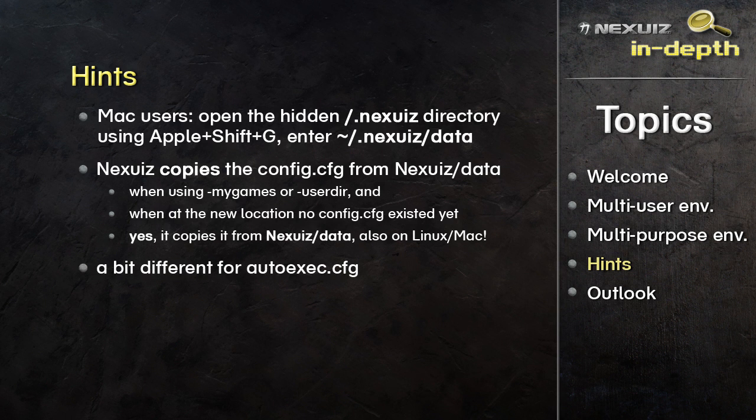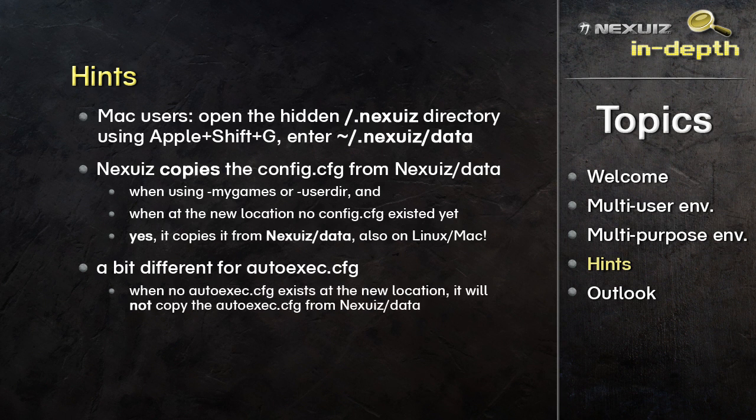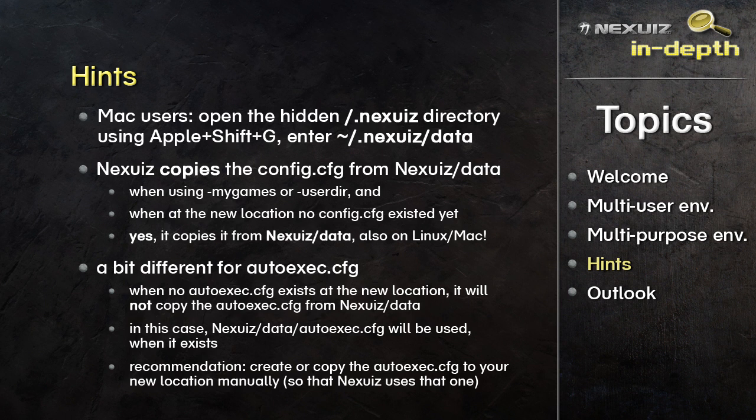Keep in mind that this works similarly, but not entirely the same, for the auto-execute config. For example, if you decided to now use the mygames option and in the data directory of the My Documents folder there is no auto-execute config yet, Nexius will not create a copy from your auto-execute file from Nexius data, as opposed to the config file where it did that. But in Nexius data, if there was an auto-execute config file, it would still use it, but, well, it wouldn't copy it. This behavior is something you might not want, and in this case, make sure to create or copy your new auto-execute config at the new location yourself.